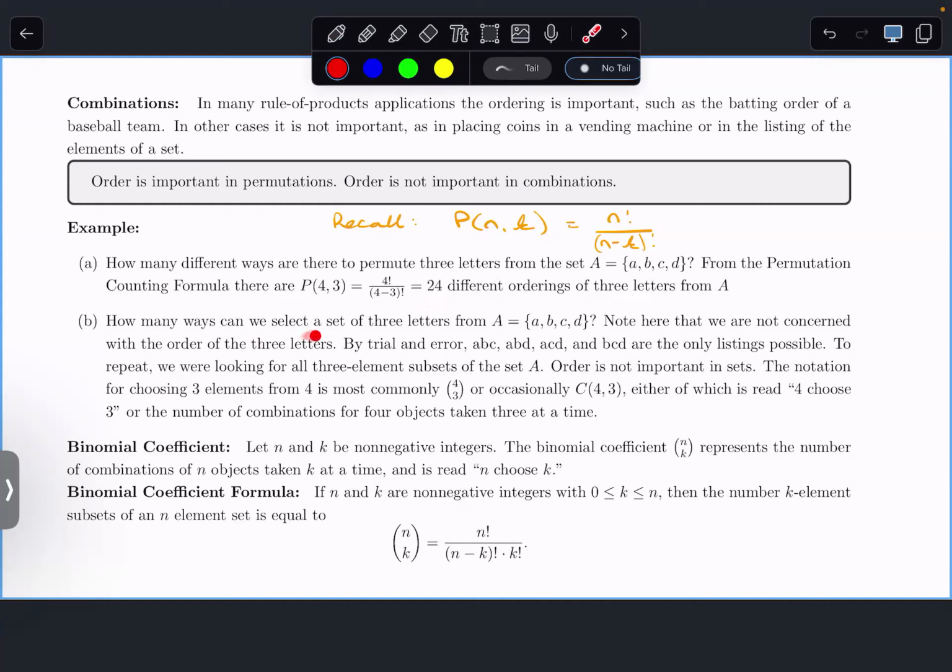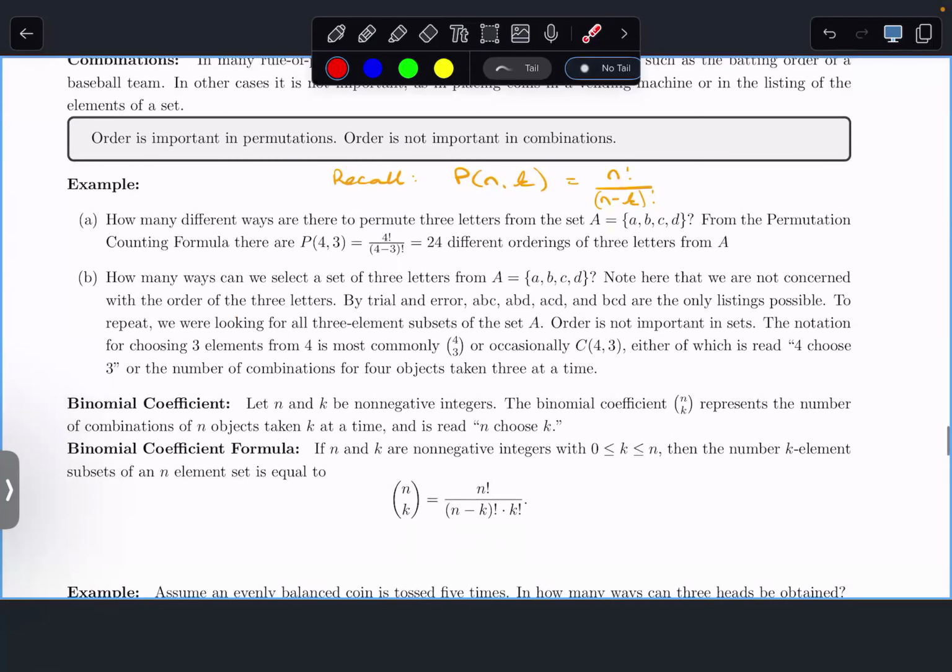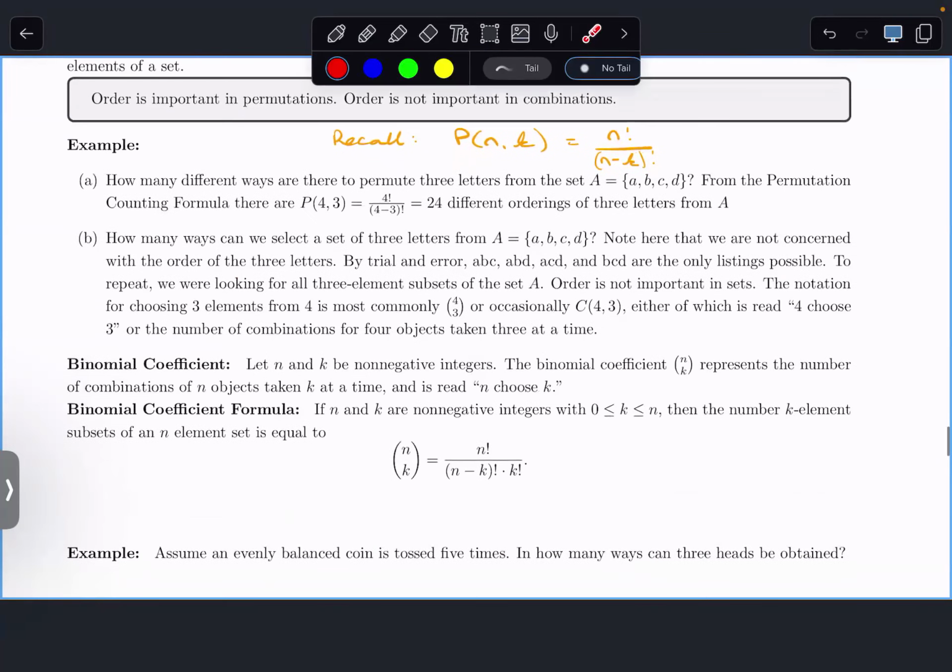How many ways can we select a set of 3 letters from A, B, C, D? So we're not concerned about the order of the 3 letters. And so what can we do? We have A, B, C; A, B, D; A, C, D; and B, C, D as the only combinations that are possible. And so we're looking for 3-element subsets of the set A, B, C, D.